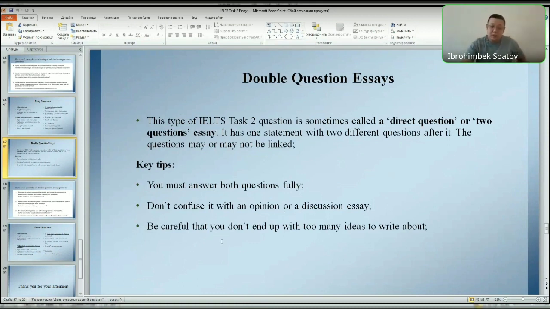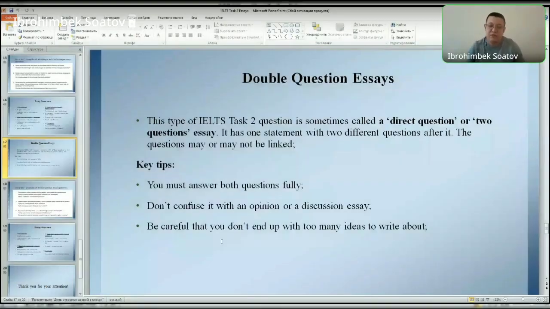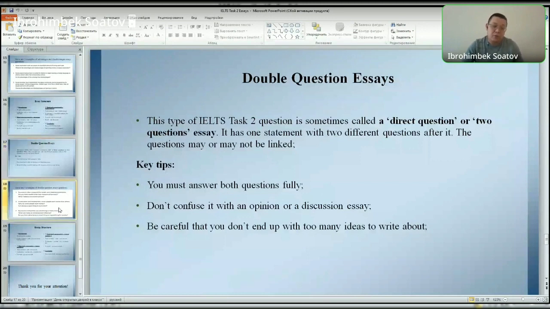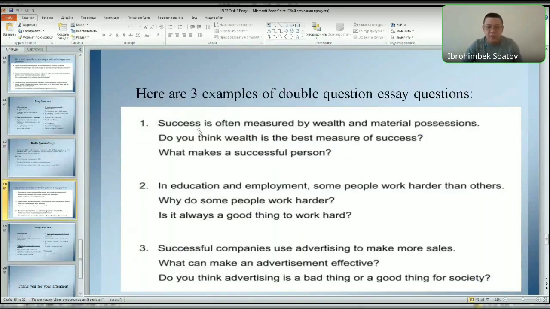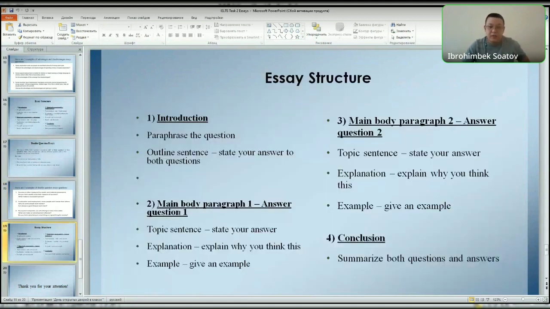Don't end up with too many ideas. You should answer the question with the help of 2 or 3 answers, or even only one answer will be enough for one paragraph. And these are some typical essay questions for the double question essay, and this is the essay structure. It will also be the same, including introduction, two main body paragraphs and conclusion part.